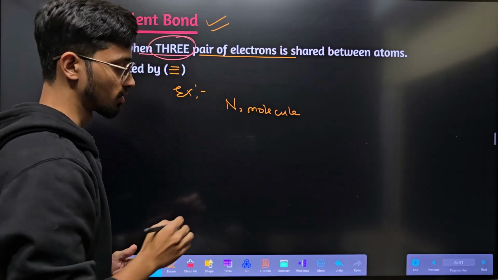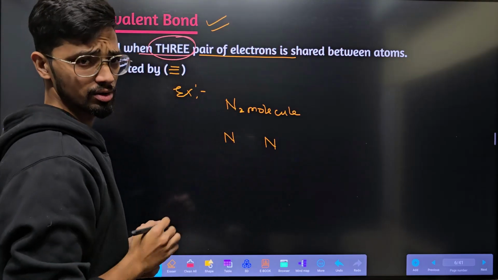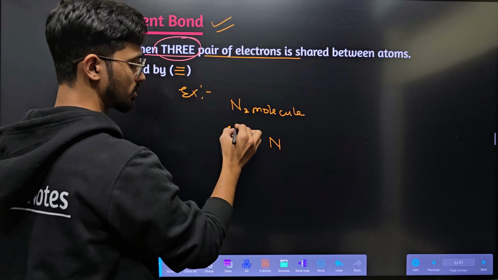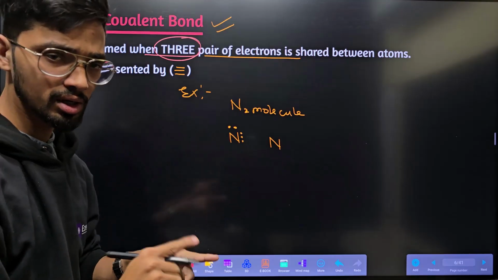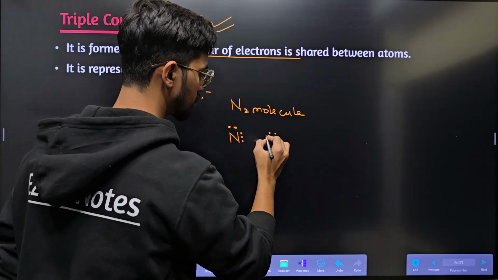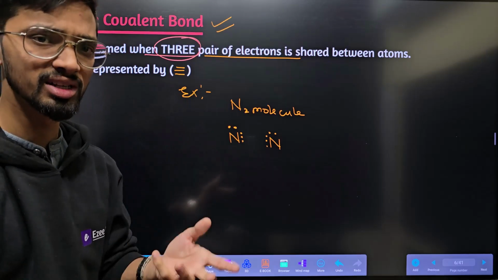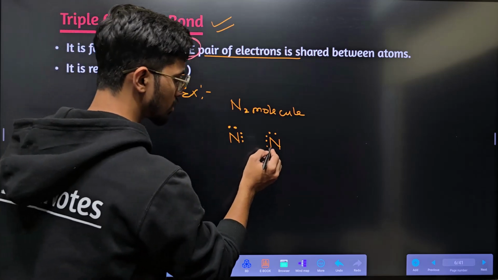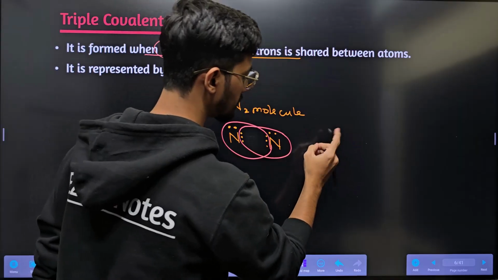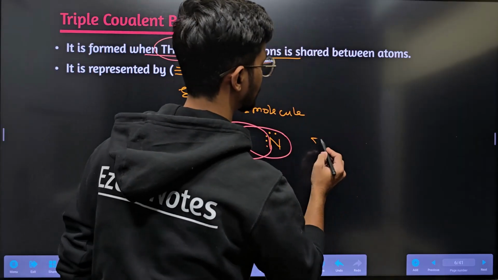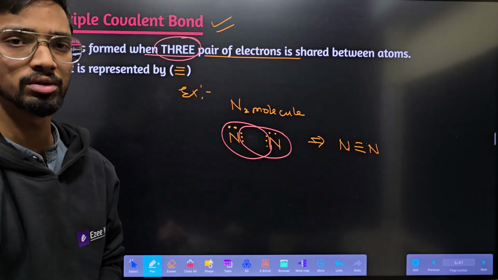N2 molecule. Okay. So 2 nitrogens are present. Each nitrogen has 1, 2, 3, 4 and 5 electrons in the outermost shell. So how many more electrons does each need to gain stability? 3 more, right? To complete an octet. So they will form a molecule, N triple bond N, the N2 molecule. Okay?